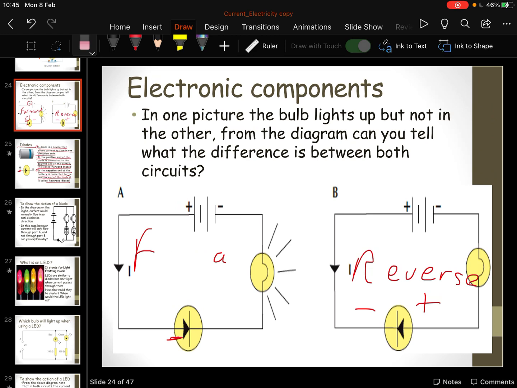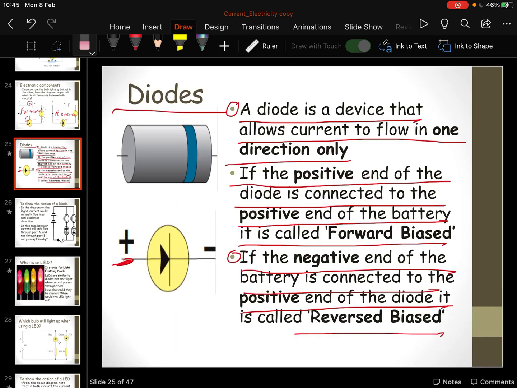Okay, and that's how you do it. All right, so rub that out. Okay, so take down those 3 points. You need to take down everything here.